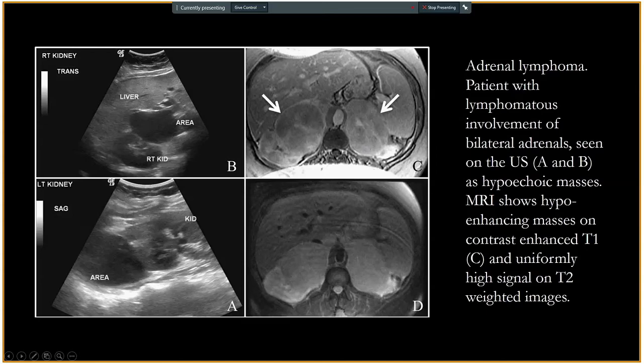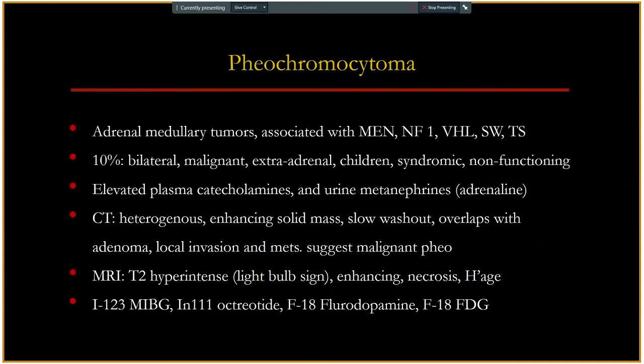Okay, so the next tumor we'll talk about is a pheochromocytoma. These are adrenal medullary tumors, and they are associated with syndromes such as multiple endocrine neoplasia, neurofibromatosis type 1, von Hippel-Lindau disease, Sturge-Weber syndrome, and tuberous sclerosis. So this is one tumor, pheochromocytoma, that is associated with a lot of syndromes.